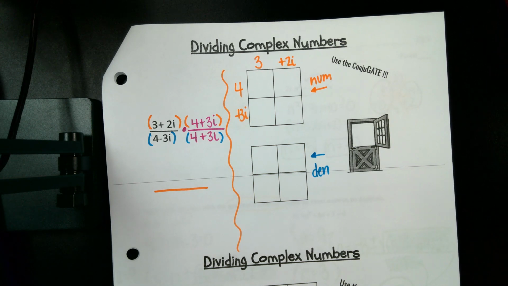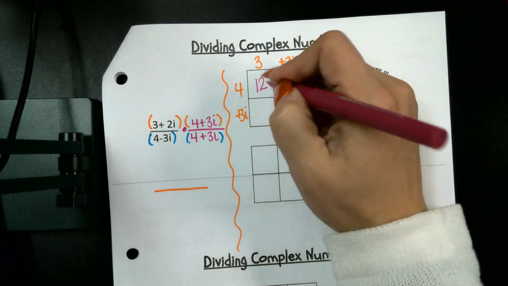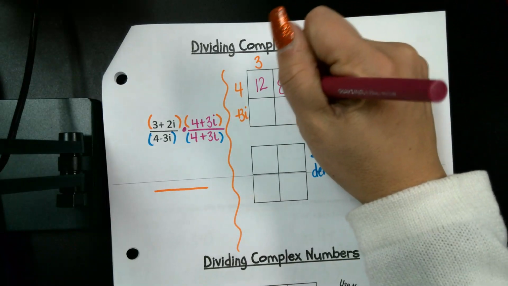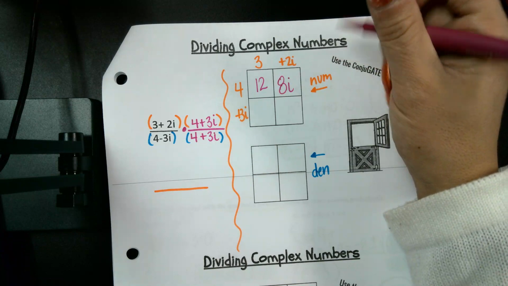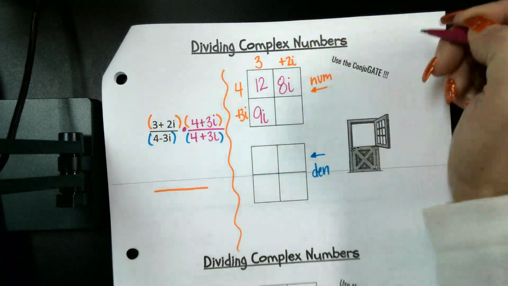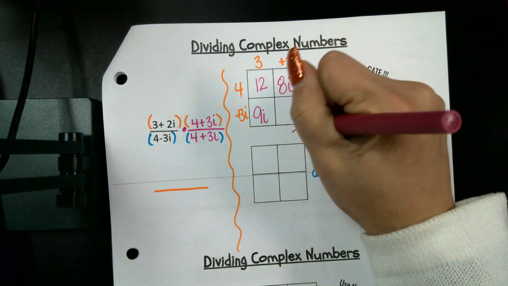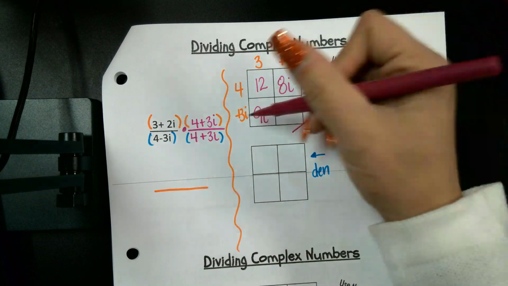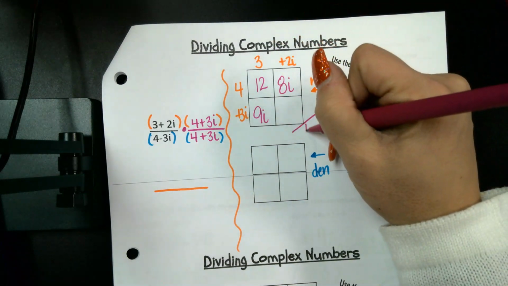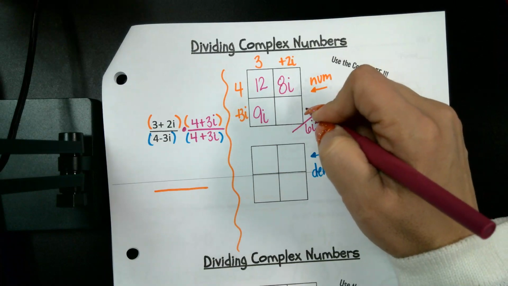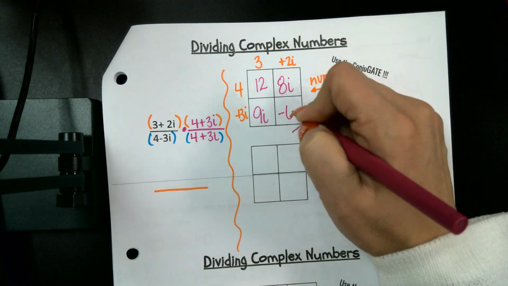Four times 3 is 12. 4 times 2i, 8i. 3i times 3, you have a 9i. And then as soon as you get to that bottom right-hand corner, just make sure you slow down and think. Okay, we've got 3 times 2, starts out as 6. It would have the i squared attached, making that box negative 6.